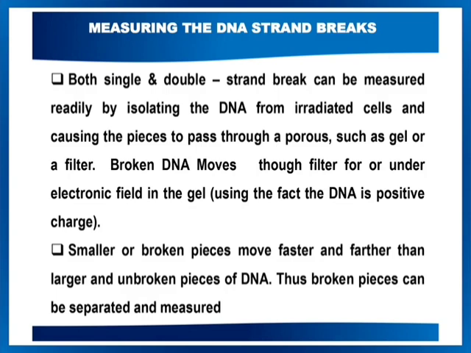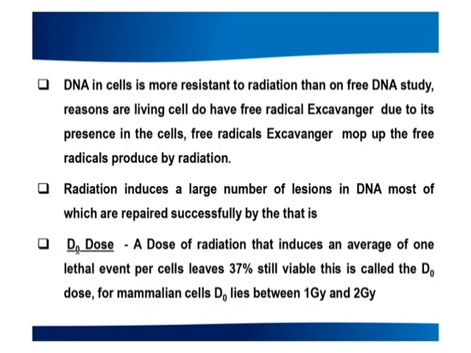DNA in the cells is more resistant to radiation than free DNA in a study. Why? Because the cells have free radical scavengers. Due to this presence in the cells, free radical scavengers mop up the free radicals produced by the radiation, which would cause damage to the DNA. So that's why the scavengers help protect the DNA from damage. Radiation induces a large number of lesions in DNA, most of which are repaired successfully by this process.